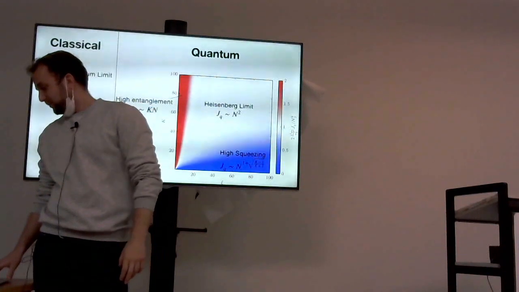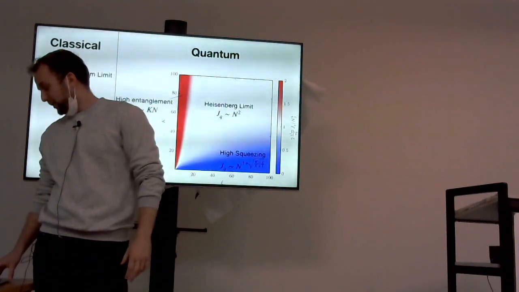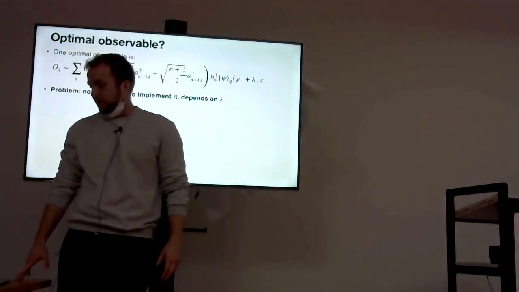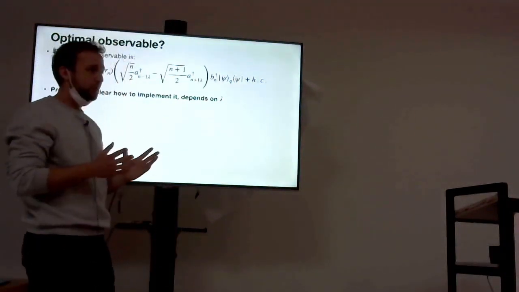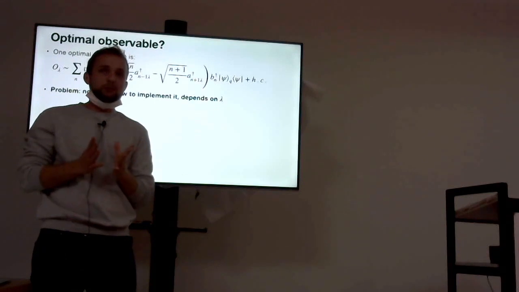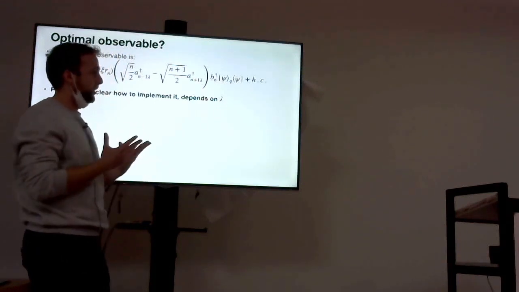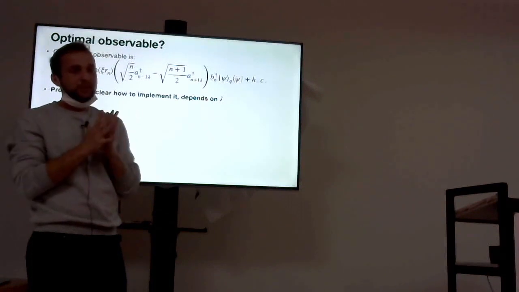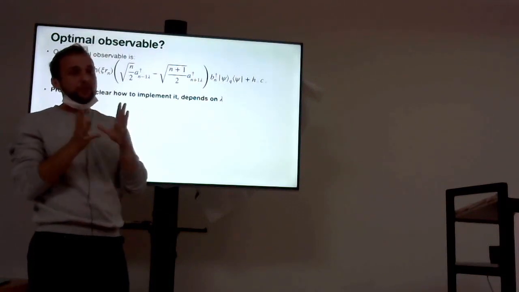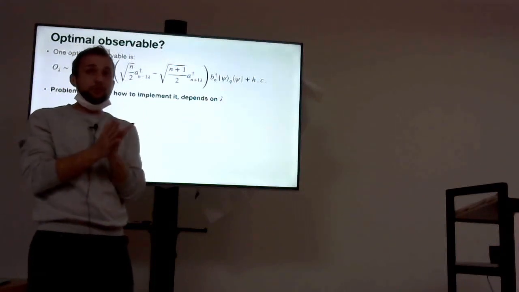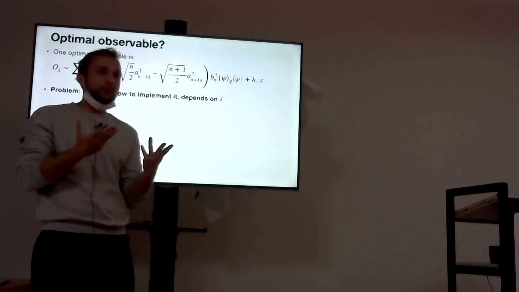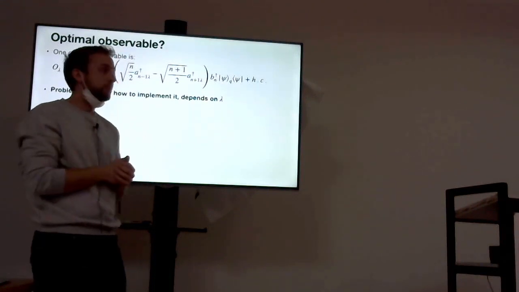So those are the quantum advantages. And now, last time we were not so sure about what to measure. So that's obviously a big question. It's nice to have the advantage, but if you cannot achieve it because you cannot perform the optimal measurement, then this quantum advantage isn't really useful.